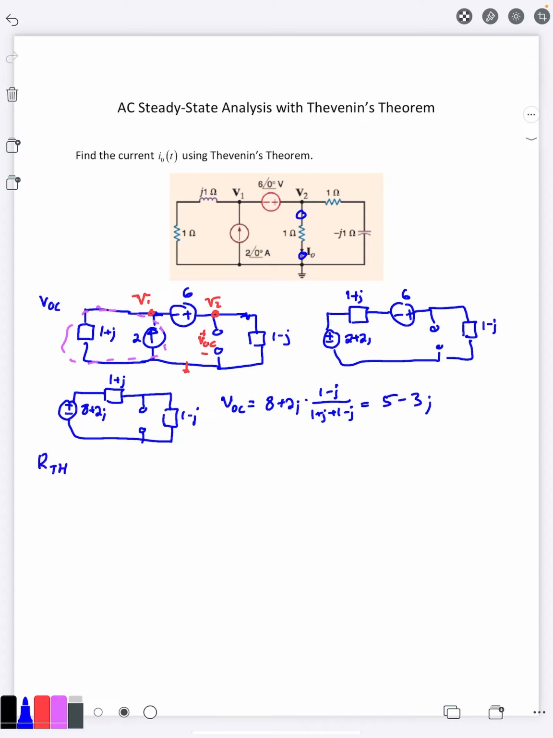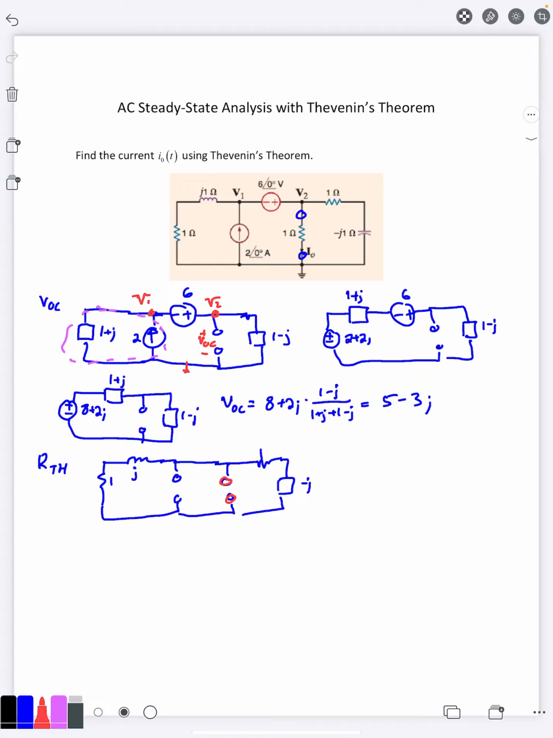So for my R Thevenin, since everything is an independent source, I can make my life easier and just combine everything together. Current sources become open. Voltage sources become a short. I'm finding things with respect to that. And we have 1 and minus J. So we're trying to find our R Thevenin from these two nodes here.